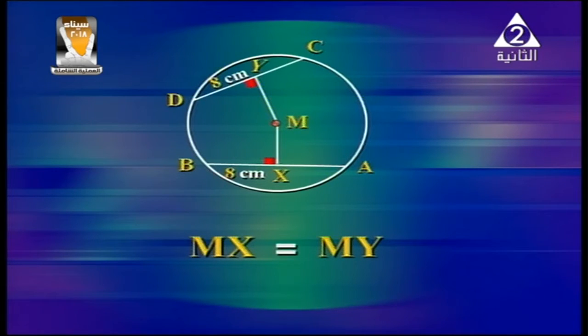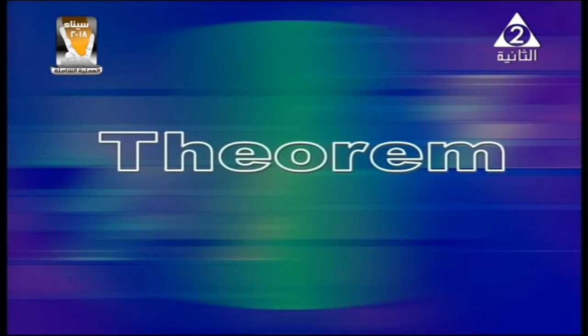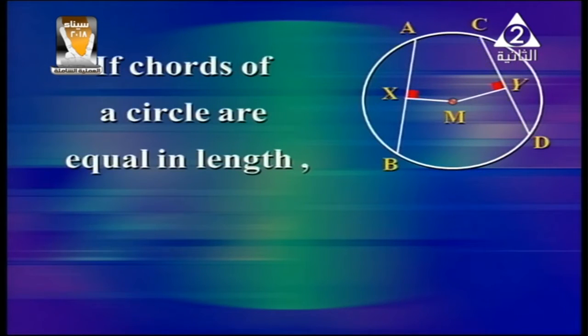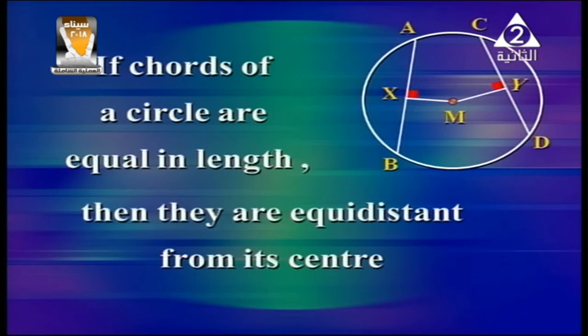Now you are going to have a very important theorem. This theorem says that if chords of a circle are equal in length, then they are equidistant from its center. If you have a circle having two chords, AB and CD, these two chords are equal, then the perpendicular distances must be equal too.